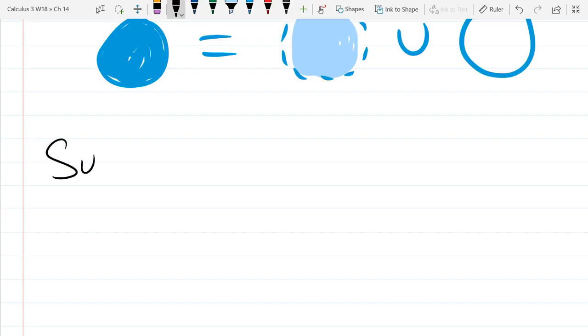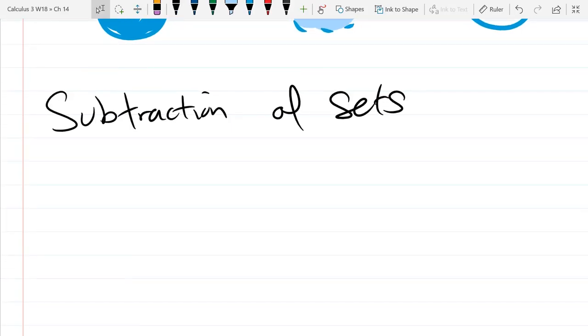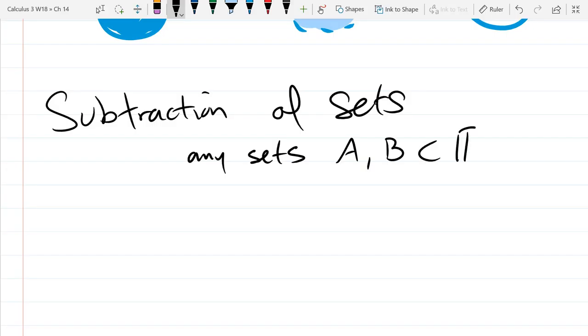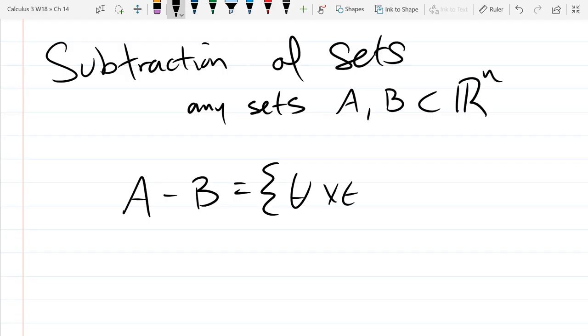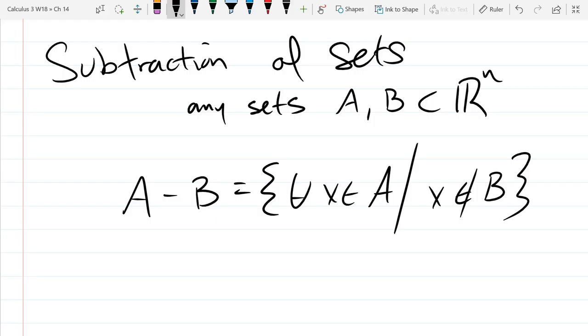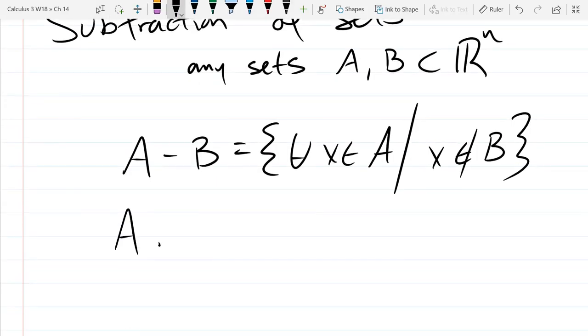So now we'll look at subtraction of sets. If we take any sets A and B, subsets of Rn in general, you can write A minus B, and in set notation, this is all x in A such that x is not in B. So basically, you're taking everything in A and then removing what's in B. That's what we call set subtraction, and you could rewrite it as intersect with the complement, which is the same as subtraction.